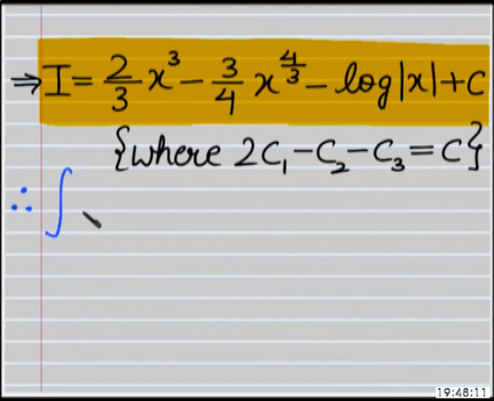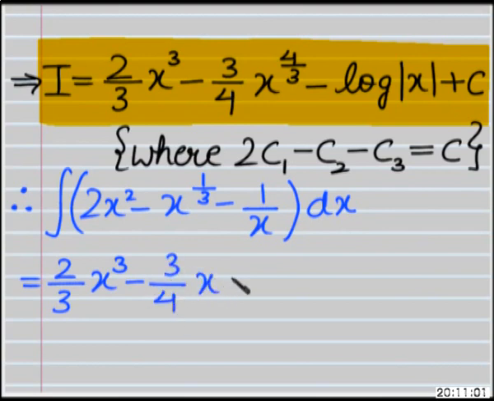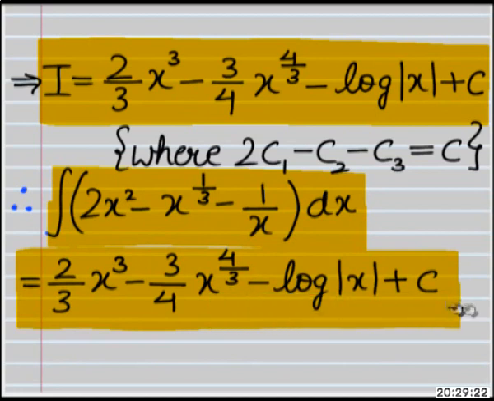we have integral of 2 into x square minus x raised to the power 1 upon 3 minus 1 upon x with respect to x is equal to 2 upon 3 into x raised to the power 3 minus 3 upon 4 into x raised to the power 4 upon 3 minus log of mod of x plus c, where c is the constant of integration. Hence, this is the required solution.